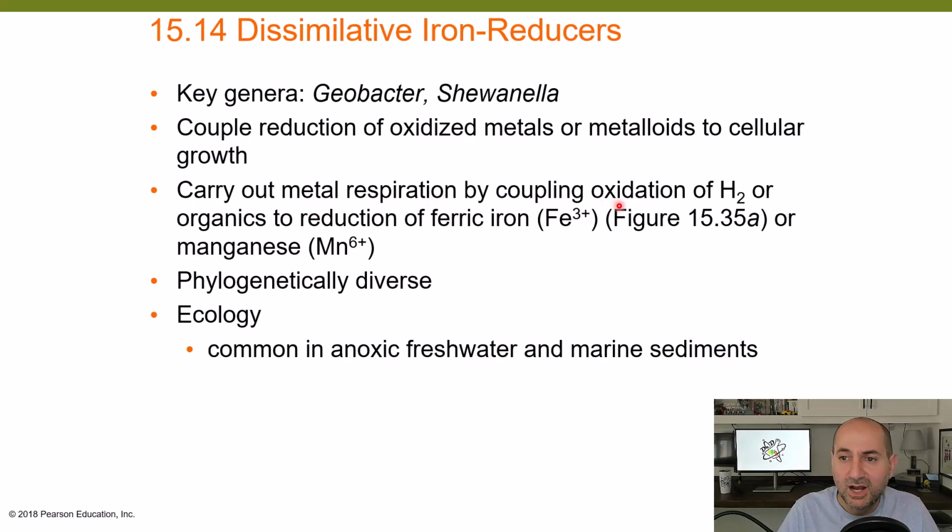So they couple oxidation of hydrogen gas. That's where they get their electrons from. They get their electrons from hydrogen gas, or they can use organics. And then they reduce ferric iron, Fe3+. They use ferric iron as their terminal electron acceptor. Some can even use manganese, Mn4+, as their terminal electron acceptor. So this is a form of anaerobic respiration, metal respiration.